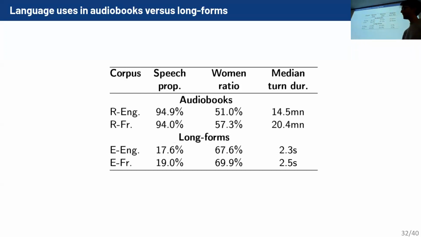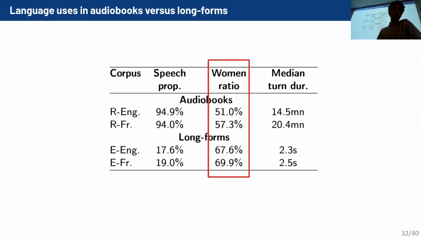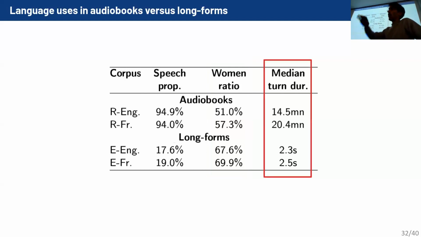First, language uses in long forms are very different than language uses in audiobooks. We found, for instance, a much lower proportion of speech in long forms than in audiobooks. In our data, we also found a higher proportion of female speakers in our long forms, whereas it's a bit more balanced in audiobooks. And we also have a much shorter time duration in long forms. In audiobooks, one speaker reads the whole chapter, so you have long stretches of speech read by the same speaker.